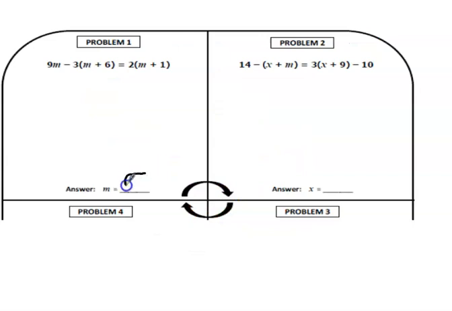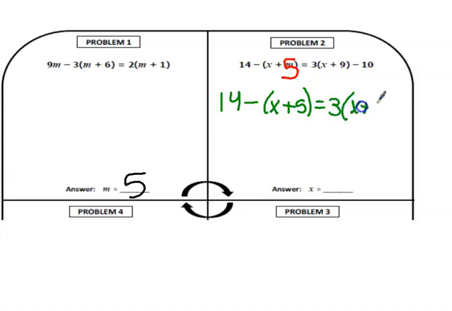So m equals 5, and I'm going to plug in 5 over here to the m. So now I have 14 minus x plus 5 equals 3 times x plus 9 minus 10. Make sure you distribute that negative to that parentheses with the x plus 5, and then distribute the 3 to the second parentheses, and then you'll solve the problem.